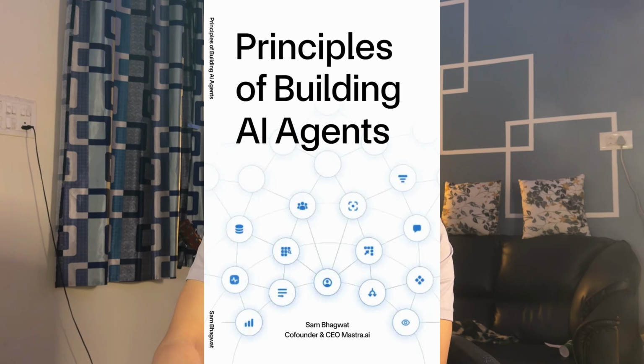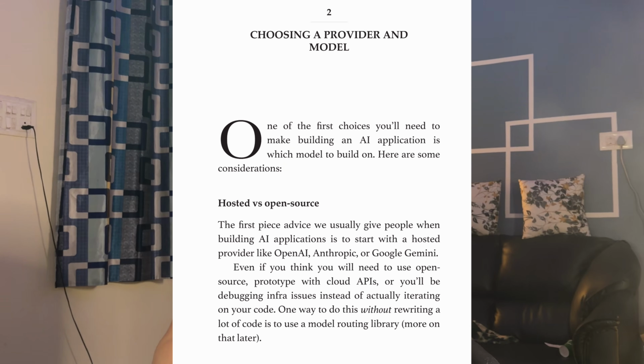We are looking at chapter 2 of the book, Principles of Building AI Agents. This chapter is all about choosing the right provider and model for your project. So if you are confused about which AI model to use, this video is for you.